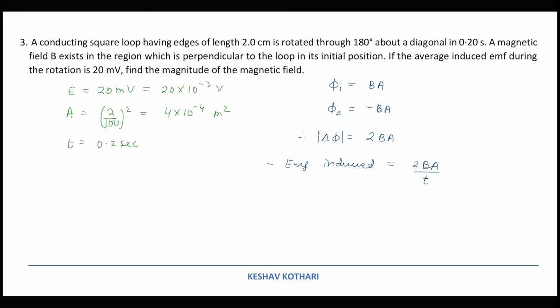If we put this value over here, the EMF induced is 20 into 10 to the power minus 3, which is equal to twice of B into area, 4 into 10 to the power minus 4, upon time, so time is equal to 0.2 second. From here, if we calculate the value of B, it comes out to be 5 Tesla. So this is the answer for this particular problem. Let us move to the next one.